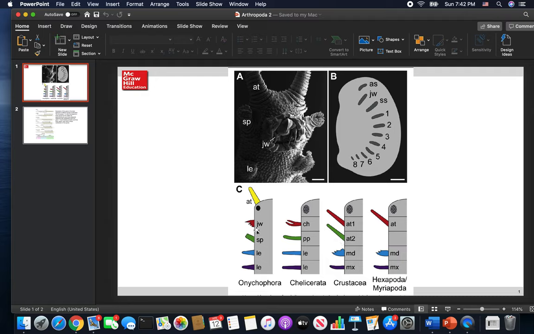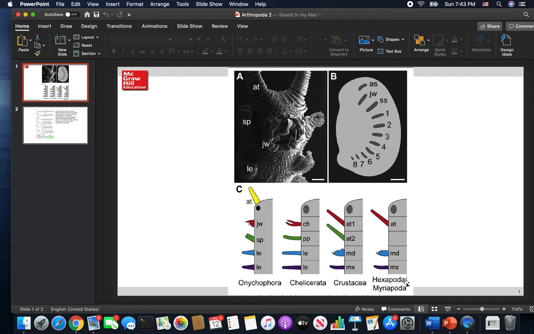And then instead of modifying that first set up here, like in the onychophore and chelicerata, they're going to have these mandibles and maxillas, which are both going to be mouth parts. And so this is more for piercing and cutting, the mandible, and the maxilla is going to be more for just pushing things, making sure you get them all into the mouth.